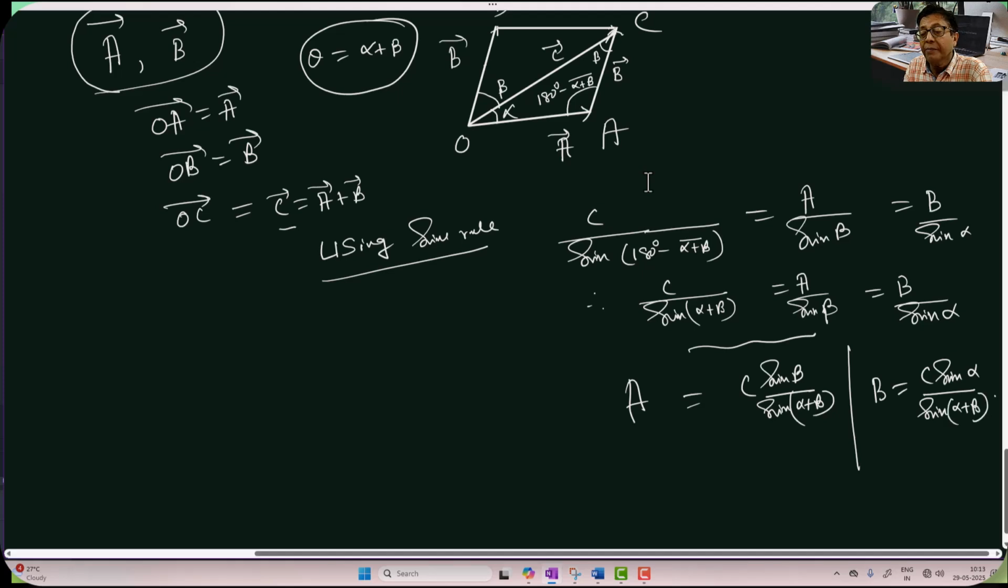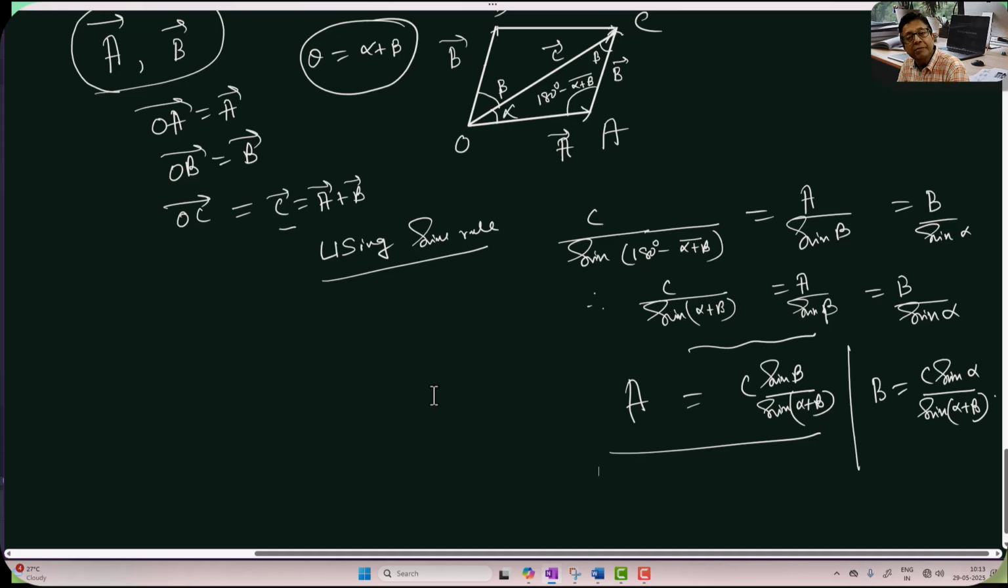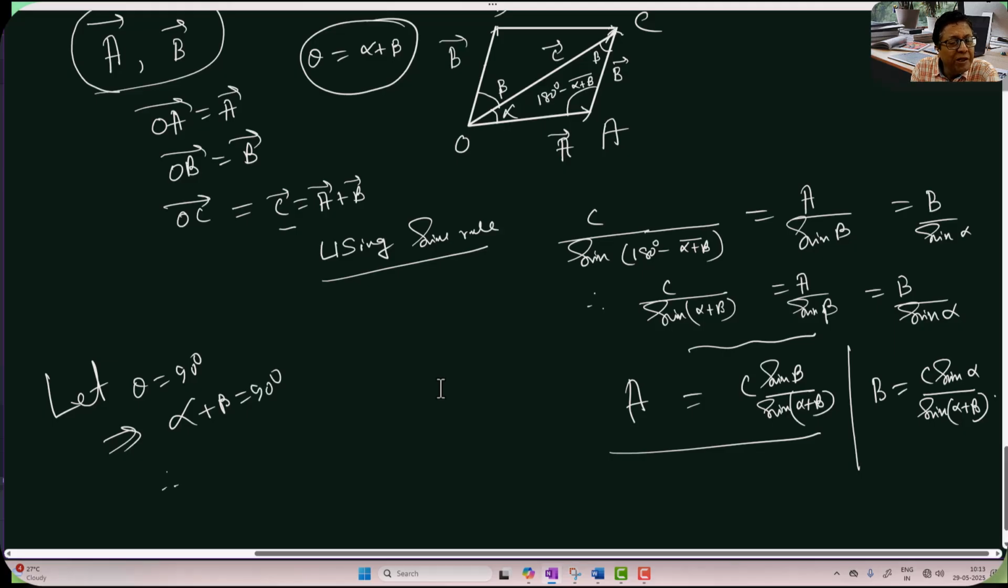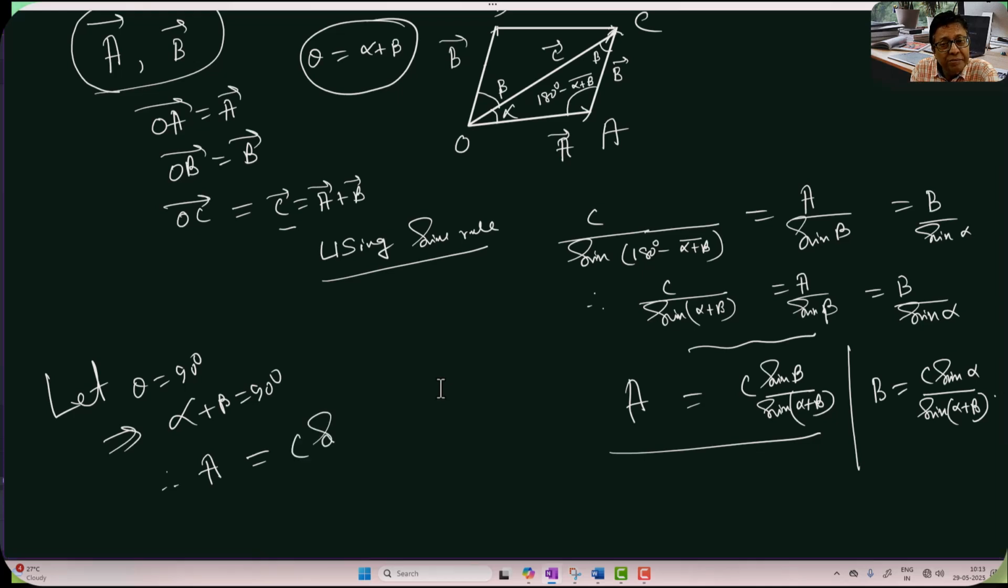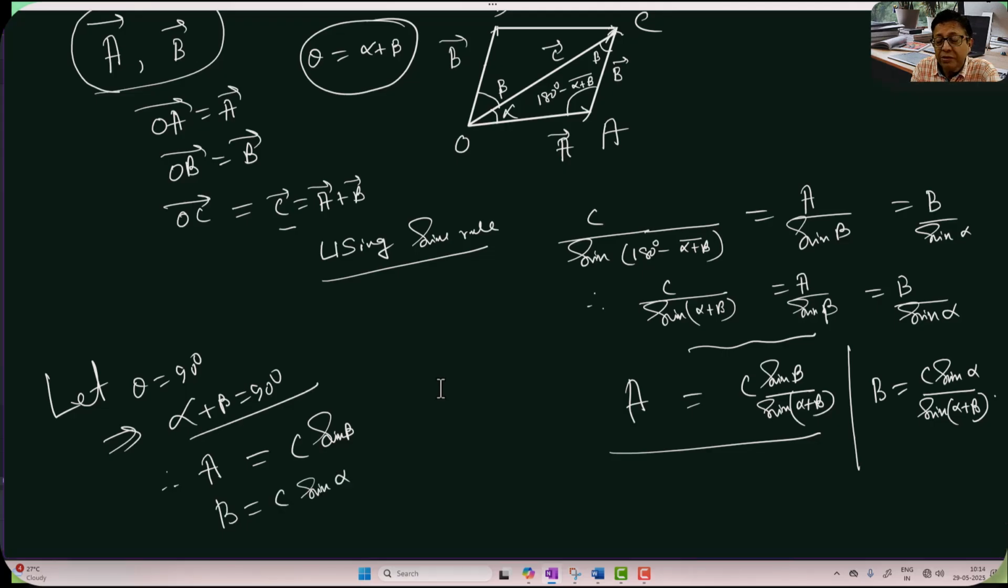C sine alpha divided by, this way you can resolve the vector C into its two components, where C vector makes alpha with A vector and beta with B vector. Now imagine that theta equal to 90 degree. So this implies alpha plus beta equals 90 degree. Then A will be equal to what? A will be equal to C sine beta, and B will be what? C sine alpha.